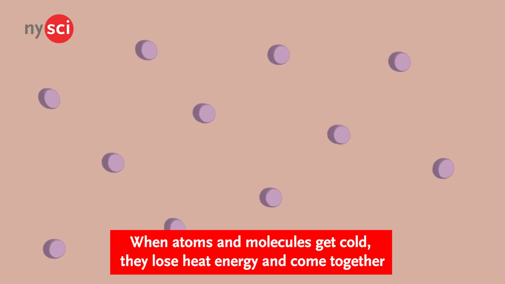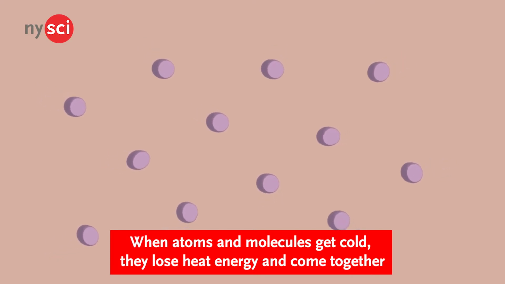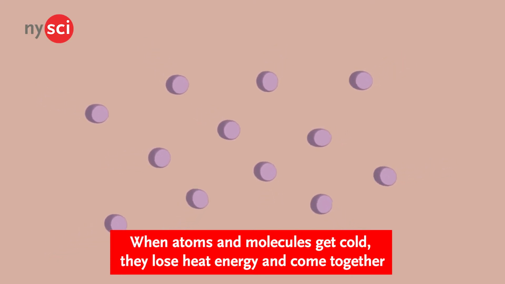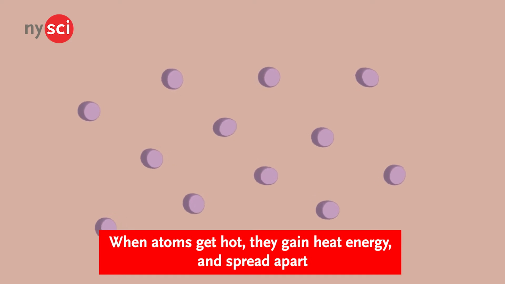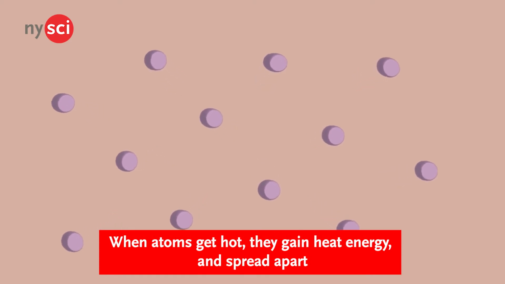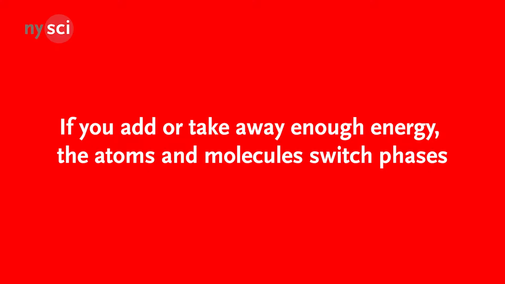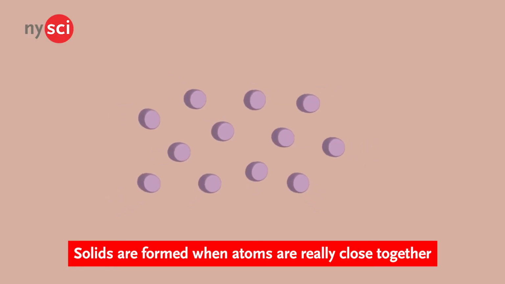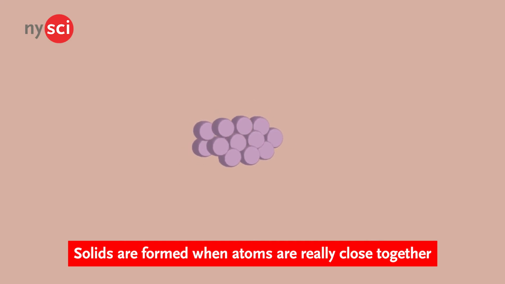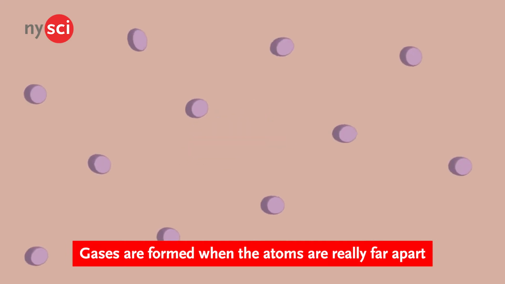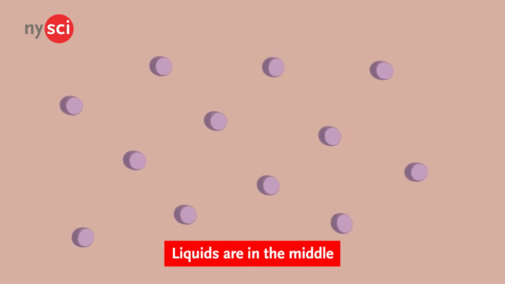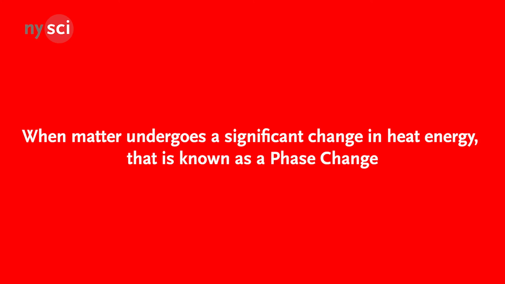When atoms and molecules get cold, they lose heat energy and come together. But when they get hot, they gain heat energy and will spread apart from one another. If you add or take away enough energy, the atoms and molecules will switch phases. For example, solids are formed when the atoms are really close together, and gases are formed when the atoms and molecules are really far apart. Liquids are in the middle. When matter undergoes a significant change in heat energy, that is known as a phase change.